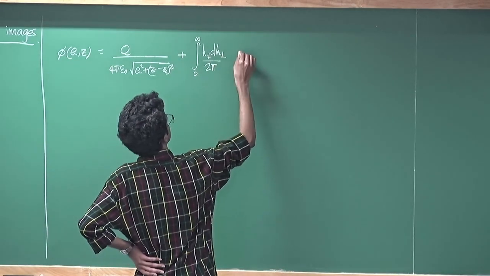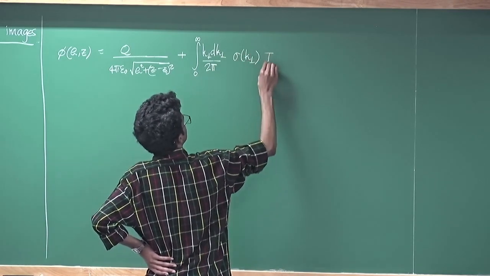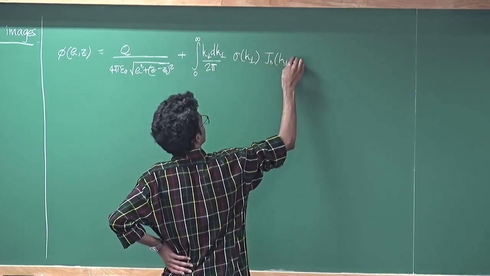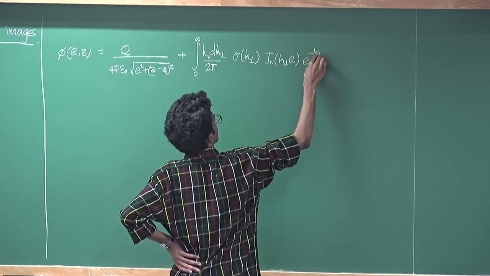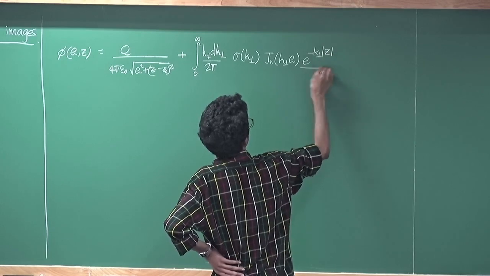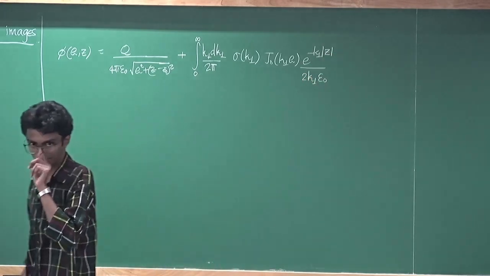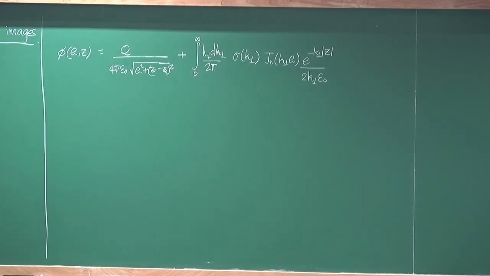Which is just, say, sigma of k perpendicular, J naught of k perpendicular rho, e to the minus k perpendicular mod z, by 2 k perpendicular epsilon naught, right?